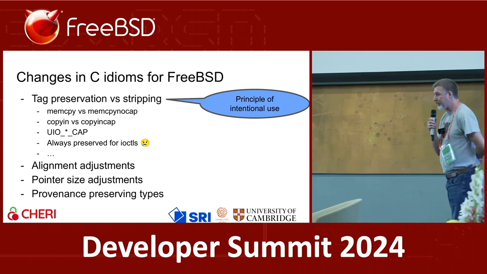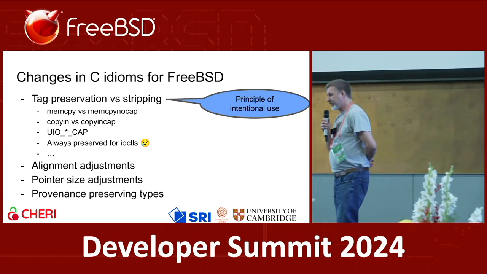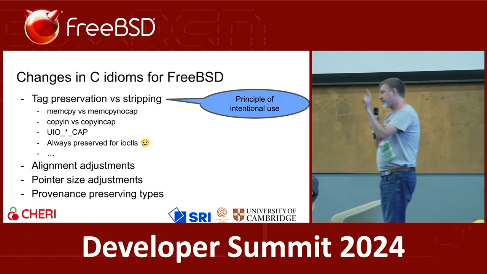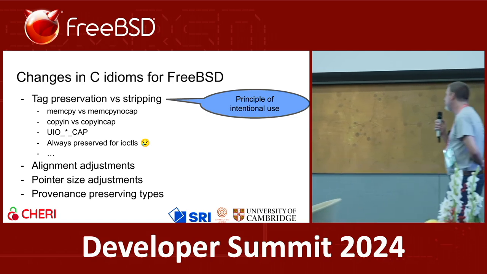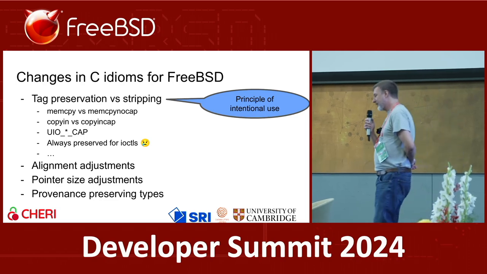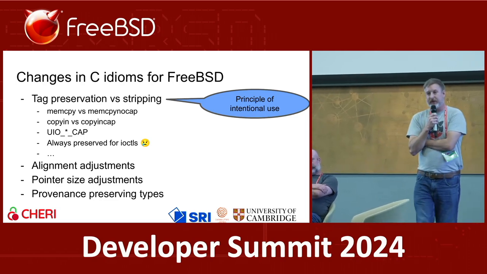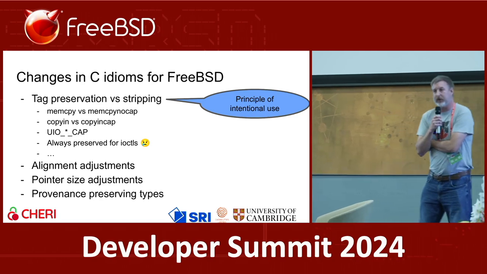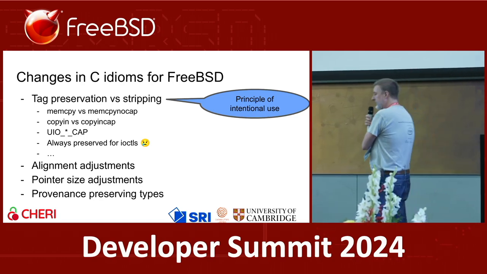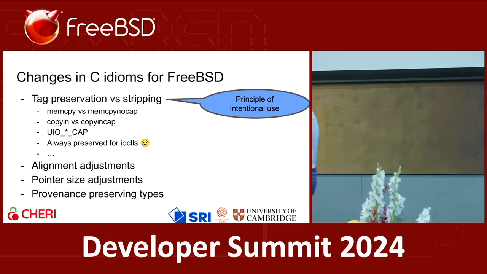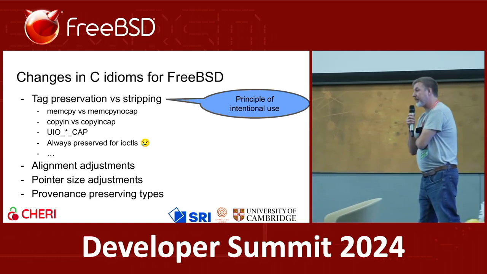So memcpy preserves tags, meaning if you copy some structure that has pointers inside of it, in the destination copy the pointers still work, because if we broke memcpy, then C would be broken. So we have to keep copying pointers working. But there are times when you may want to do a memory copy where you know it's just scalar data, or you know that you want the copied pointers to not work for whoever you're handing them off to. So we have an extension of memcpy called memcpy_nocap that will strip tags in the destination buffer of any pointers that it copies.